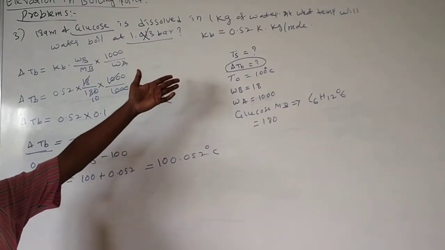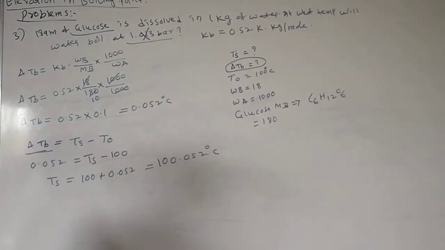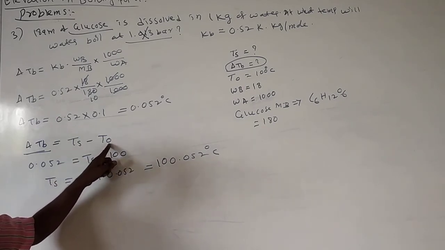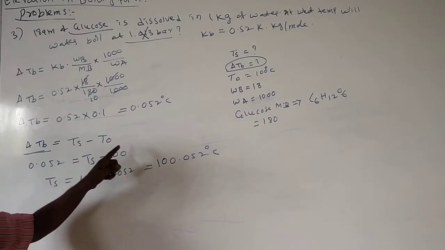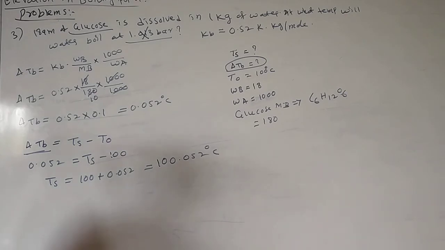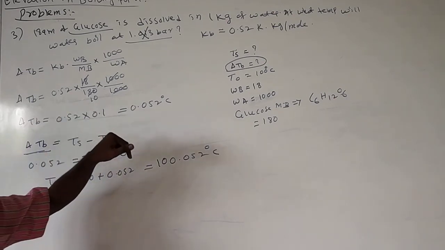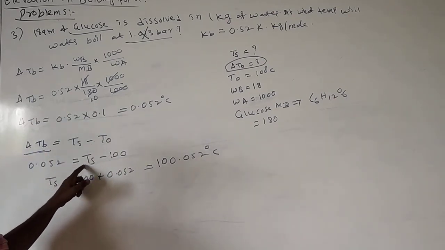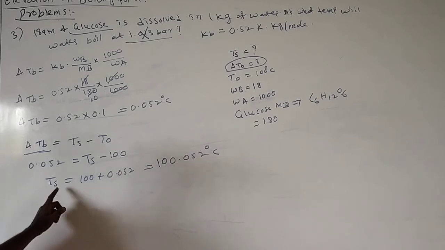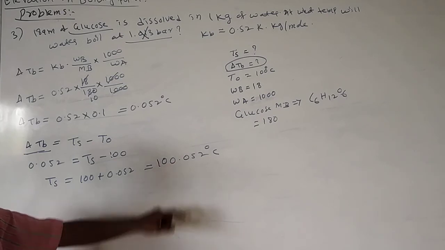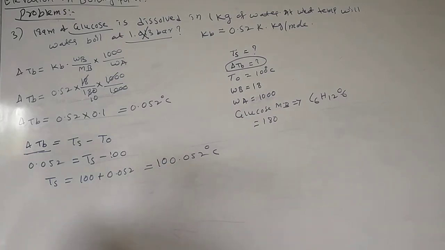Here we should calculate Ts. We know T0, 100 degrees centigrade, and that is fixed. We should calculate ΔTb. If you know two terms, then we can calculate the third term. 0.052 is equal to Ts minus 100, so Ts is equal to 100 plus 0.052, which is 100.052 degrees centigrade. This is one more problem; we'll see it in continuation. Last problem today.